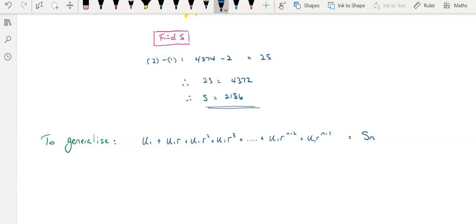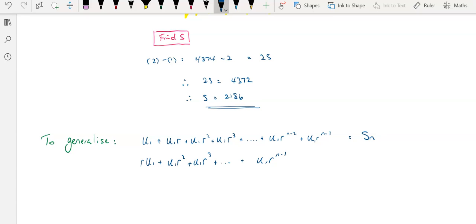Okay, now let's do what we did in the example above, and let's multiply everything through by r. Now you'll see that, as happened in the last example, we're going to nicely eliminate a lot of terms when we subtract the equations. So the u1 becomes r u1, u1 r becomes u1 r squared, u1 r cubed here, etc. Now when we get to this term here, u1 r to the n minus 1, times that by r, we get u1 r to the n.